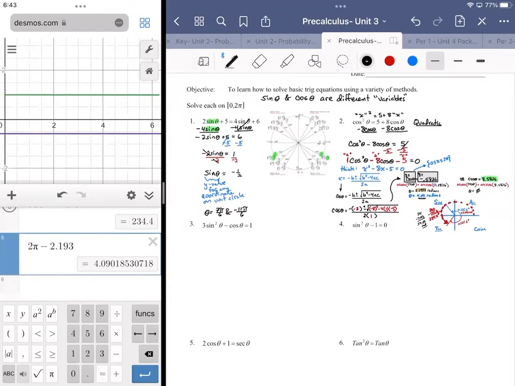Clear being the word of the day. Clear. C-L-E-A-R. Clear is the word of the day.